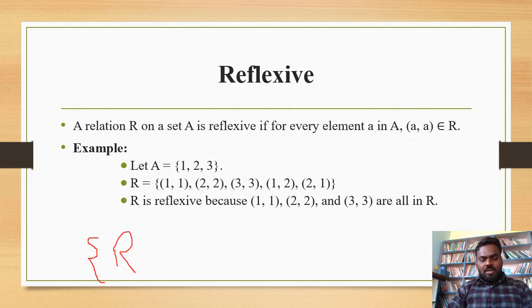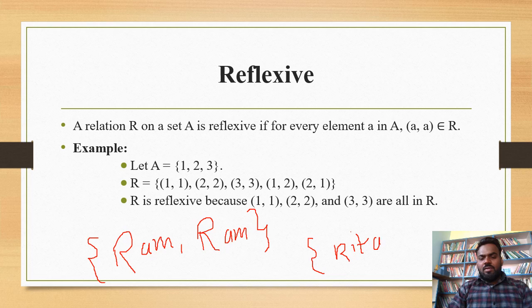If Ram is an element of the set, and the ordered pair (Ram, Ram) is also present, then we can say that this is a reflexive relation. There is another example: let's say Rita is there, then the ordered pair (Rita, Rita), then we can say that this is a reflexive relation. So in the ordered pair, the second one is identical to the first. This is how we understand the reflexive pair.